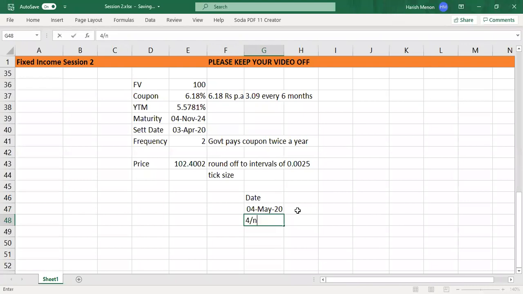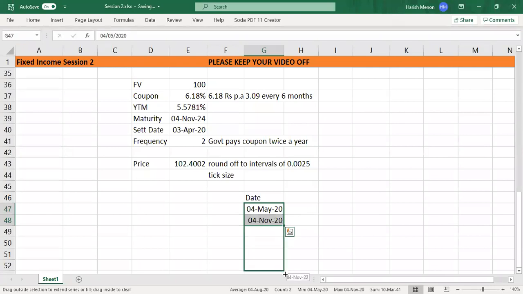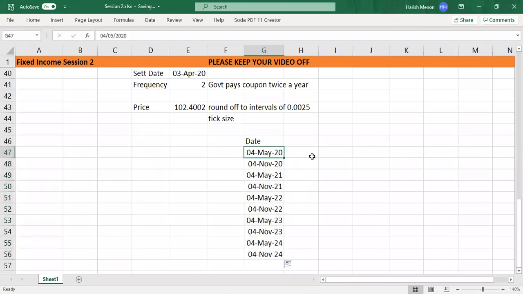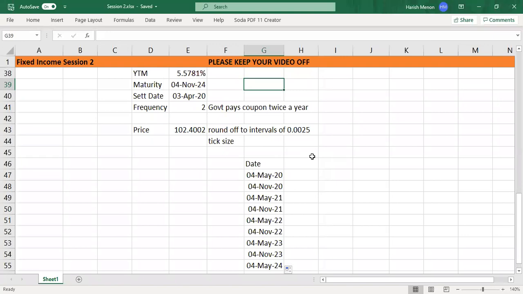Then 4th of November 2020. So May, November. I'll continue this now. This will go till, if you understand, 4th of November 2024. These are the remaining cash flows of this bond, by the way. These are all the remaining cash flows of this bond, because 4th of November, 4th of May, we will go till maturity, 4th of November 2024.